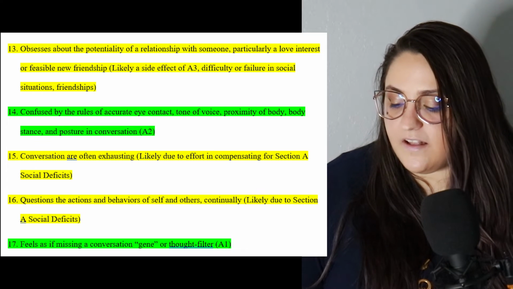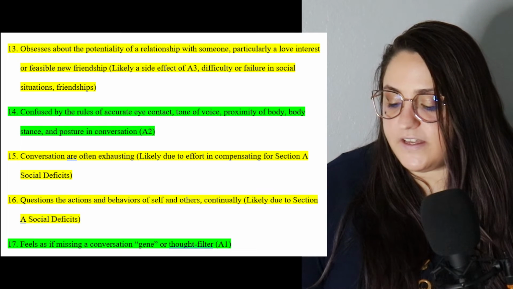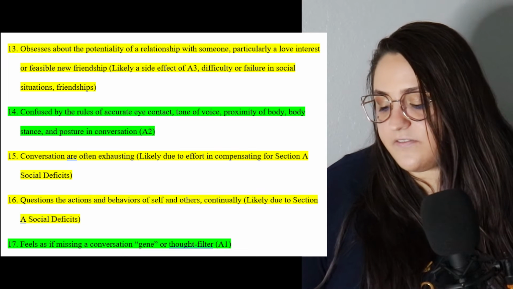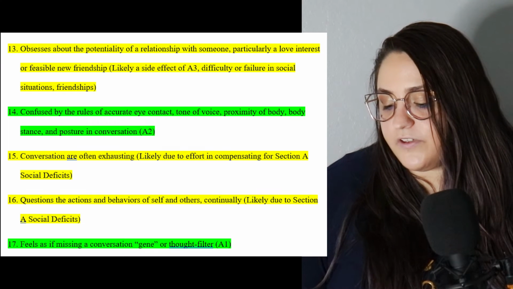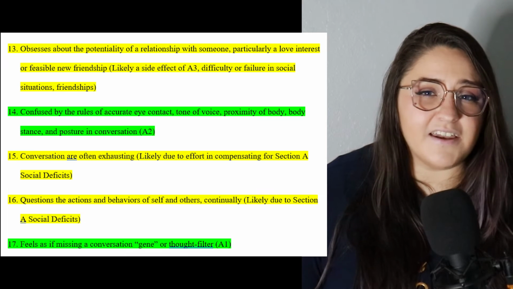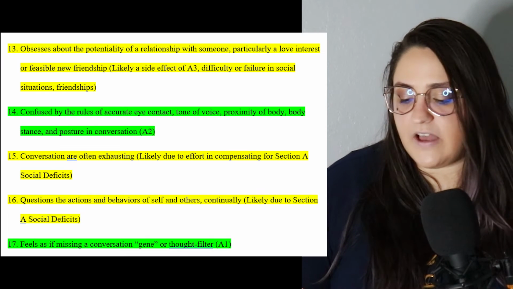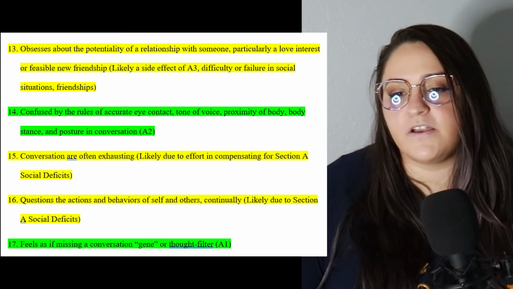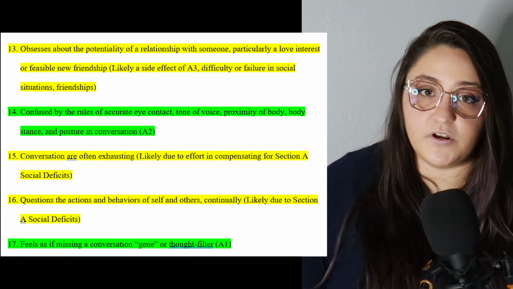Obsesses about the potentiality of a relationship with someone, particularly a love interest or feasible new friendship. So I feel like this is a likely side effect of A3, difficulty or failure in social situations, friendships, etc. And it could kind of go under obsessions, but because of how specific it is about relationships, I wasn't 100% sure if I could really say that, so I went ahead and put it in yellow.